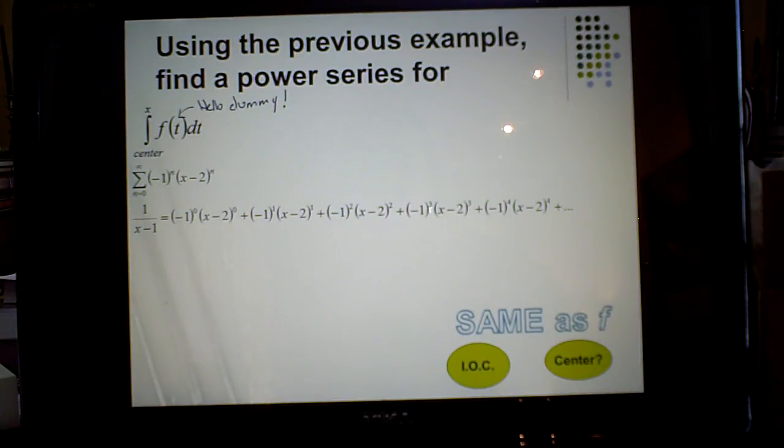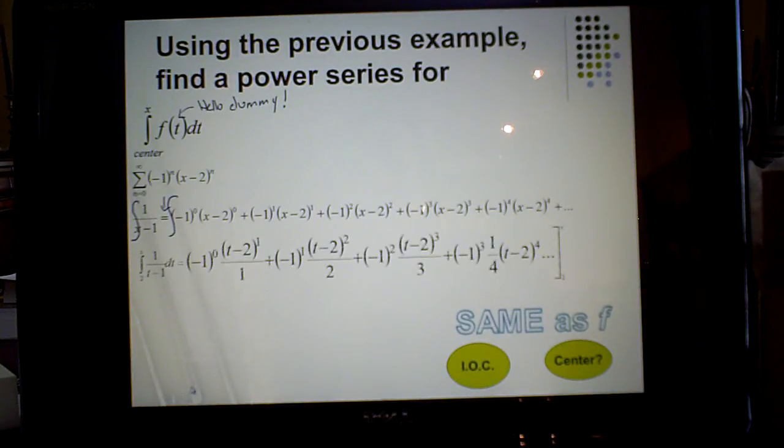Just like I have an equation, I'm going to integrate the left, and I'm going to integrate the right. So notice that here's my center of 2, and I'm going to go to x, and I replaced x with the t, and I'm going to integrate dt, and I'm going to integrate this infinite polynomial from 2 to x, using the second fundamental theorem. So this is term by term anti-differentiation or integration.